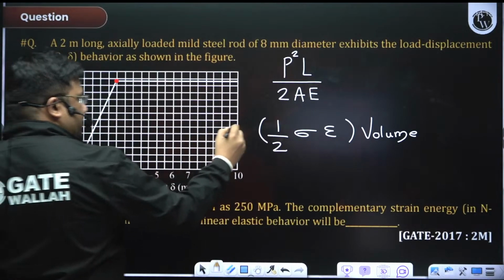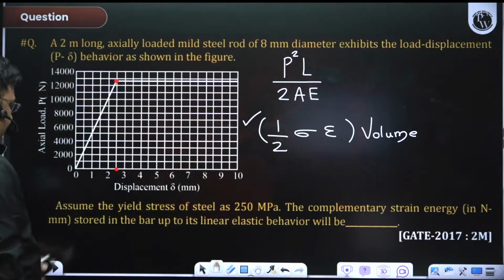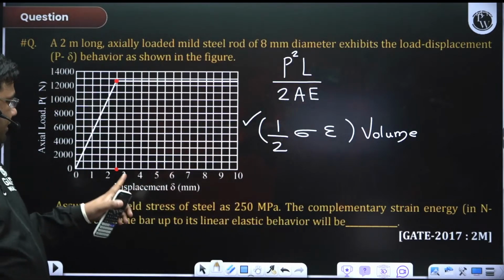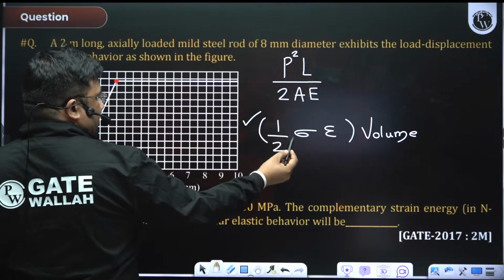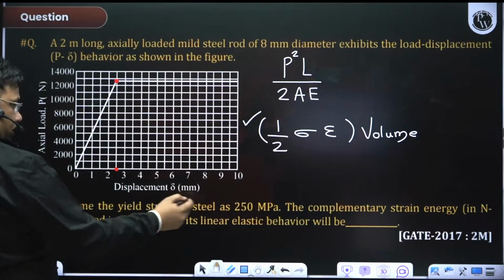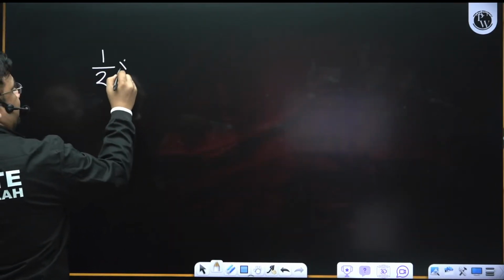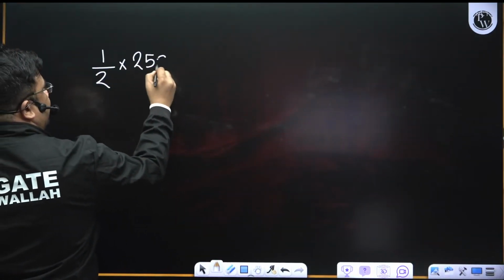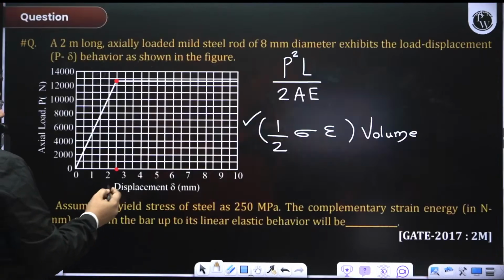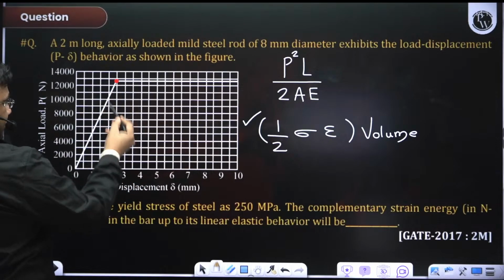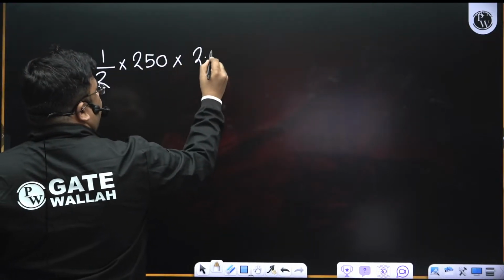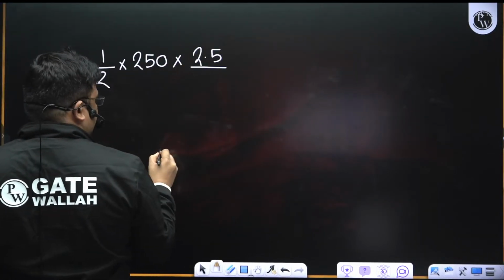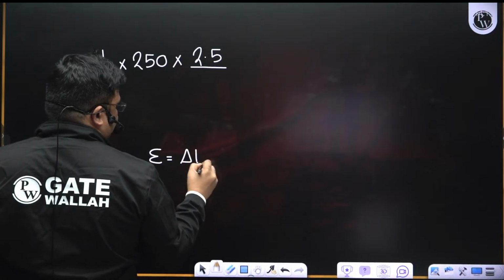So I can use this formula. What is given? Yield stress is given, 250. That means at this elastic limit, the stress will be your yield stress. So I can use half, stress is given 250. Now strain I can find out. How? The deformation corresponding to this yielding is given as 2.5. So strain will be delta L by L, right?